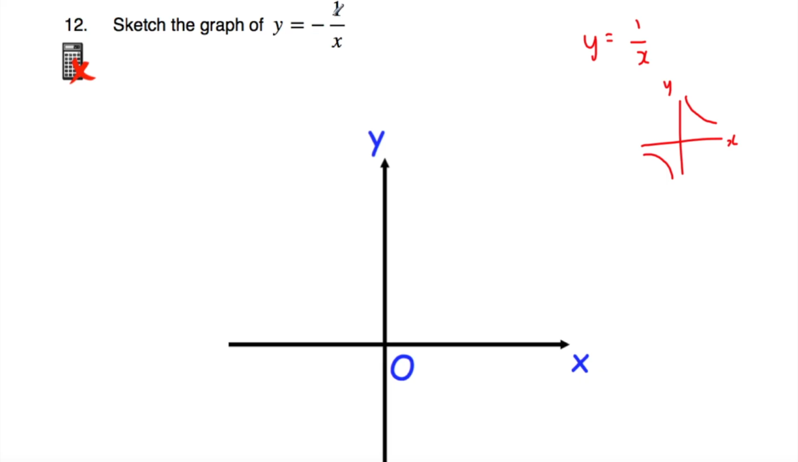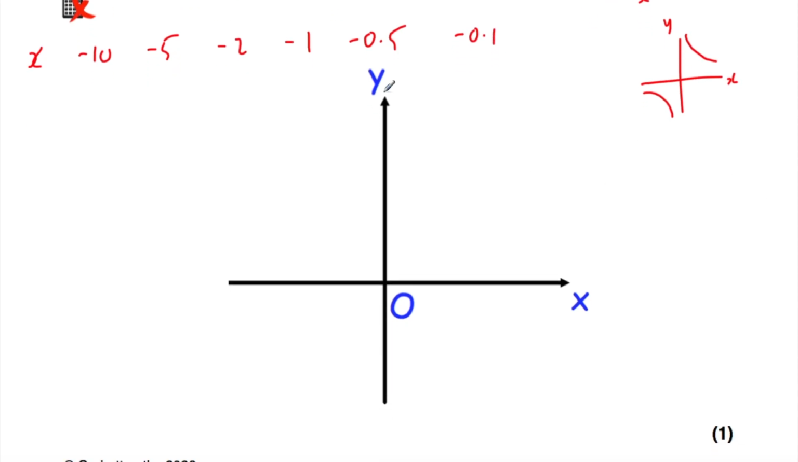In terms of the negative reciprocal graph, well, let's do a little xy table and see what it looks like. Now I know what happens here. I know that it's a reflection in the x-axis, that this part goes down here and this part goes up here. But actually, let's have a look and see why. So let's consider some values of x. So let's choose negative 10, negative 5, negative 2, negative 1, negative 0.5 and negative 0.1 to begin with, to see what happens on the left hand side of the graph.